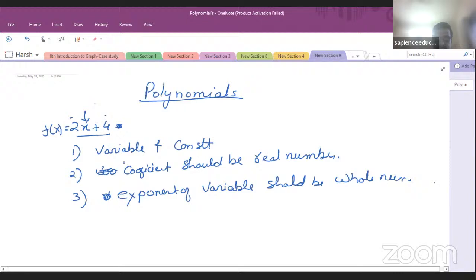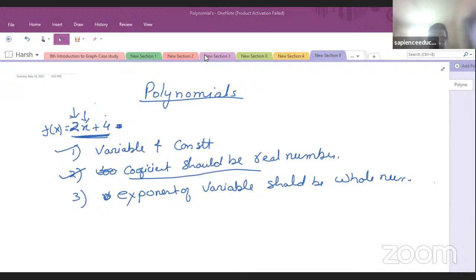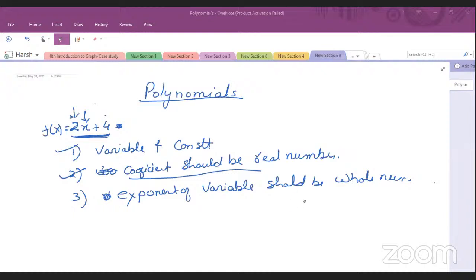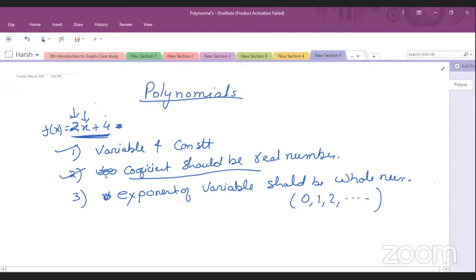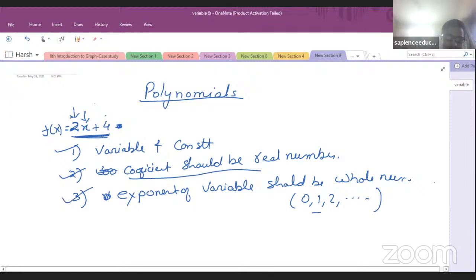Let's see this expression. It has a variable or constant or both, correct? So this is satisfied. The coefficient 2 is a real number, so this is also satisfied. The exponent should be a whole number. What is a whole number? Can you tell me, Haripriya? The numbers from 0 to infinity are whole numbers. Yes. So the power of the variable should be a whole number. Here the power of x is 1, so this condition also satisfies. So we can say this is a polynomial.